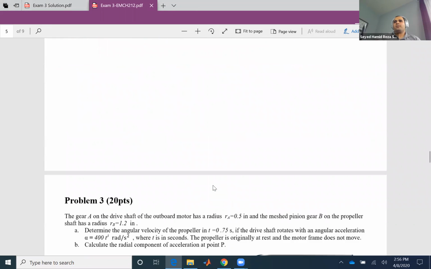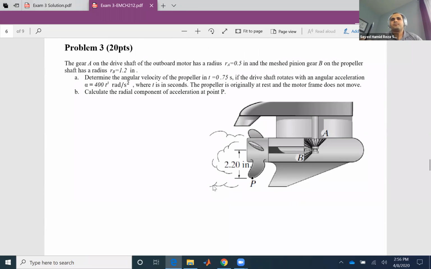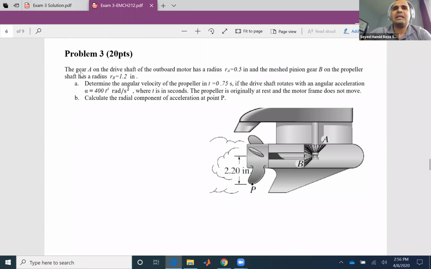So let's move to the third problem. Looking at the problem, the gear A on the drive shaft of the outboard motor has a radius of 0.5, gear B 1.2. So these are a typical example of bevel gears. Bevel gears change the direction of rotation. So the rotation comes here to this axis and goes over there. So you can transform motion between two perpendicular shafts.